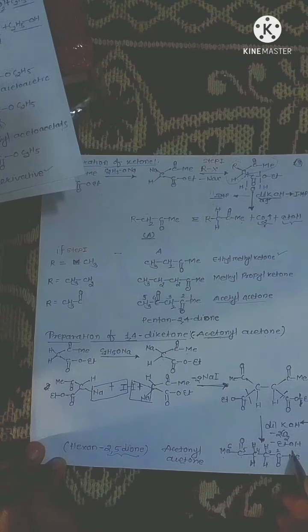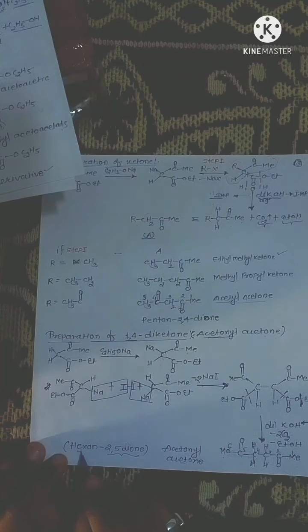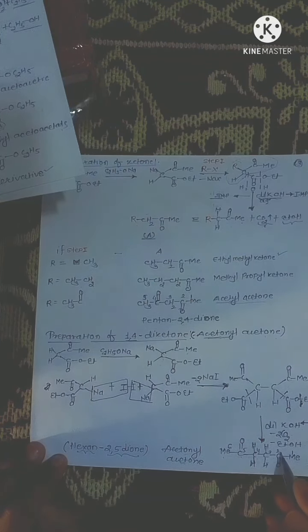Just give the numbering from one end, 1 2 3 4 5 6. Since it is a 6 carbon atom chain, that's why hexane is here. At the 2 position and 5 position there is a ketone group, that's why here is -one, that is for ketone. Since 2 ketone groups are there, that's why di comes here, and the 2,5 denotes the positions.